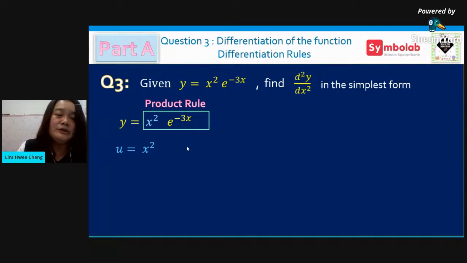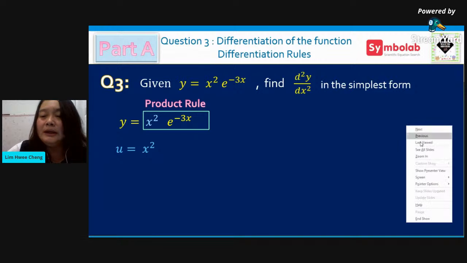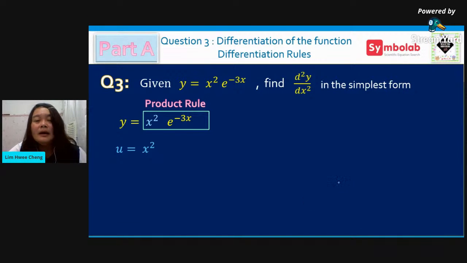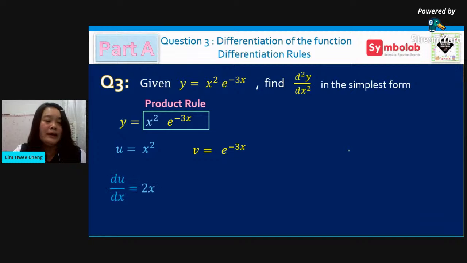So you just simply choose one as u and another one as v, equal to e to the power of negative 3x here. Okay, one is u and one is v. You differentiate your u, so you get 2x. And you differentiate your v, you get minus 3e to the power of minus 3x.